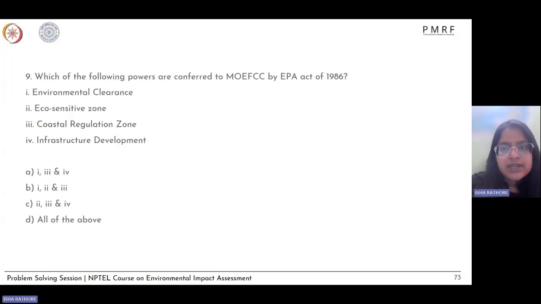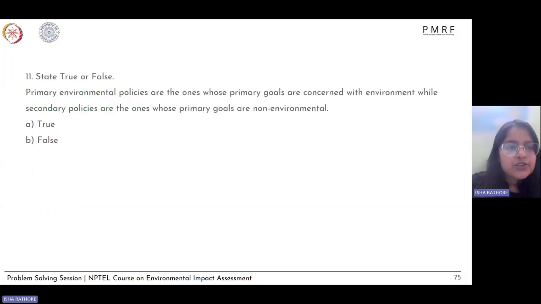So under the EPA Act of 1986, the Ministry of Environment, Forest and Climate Change has the powers of environmental clearance, eco-sensitive zone, and coastal regulation zone. So 1, 2, and 3 are the correct answers. So B is the correct option. Whereas infrastructure development is not a power that the Ministry of Environment, Forest and Climate Change has under the EPA Act 1986.